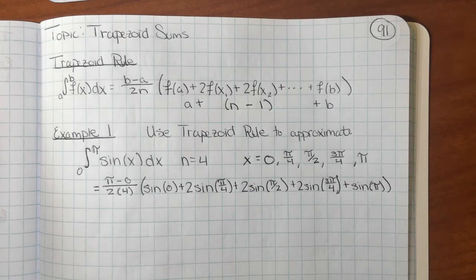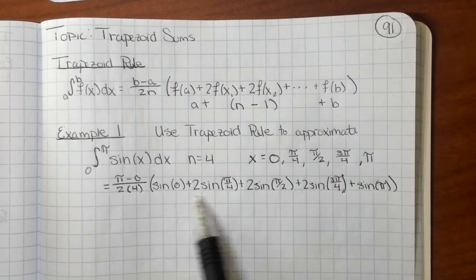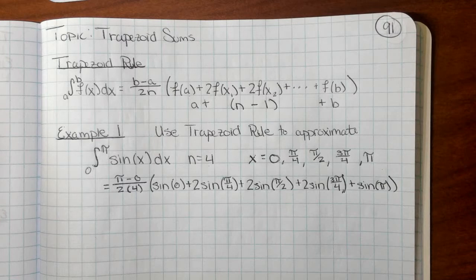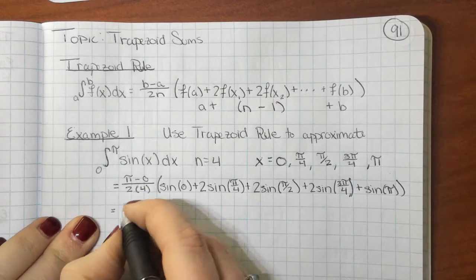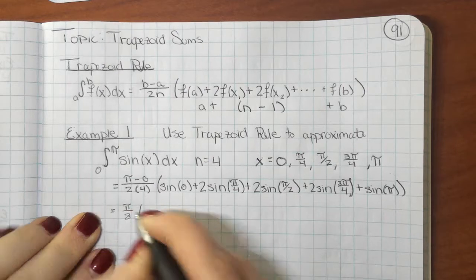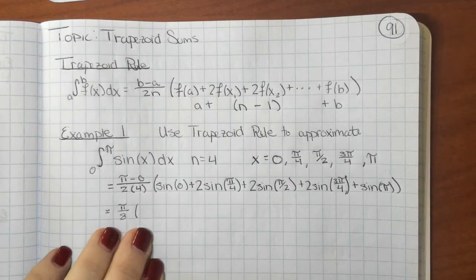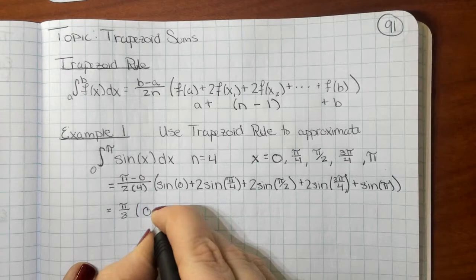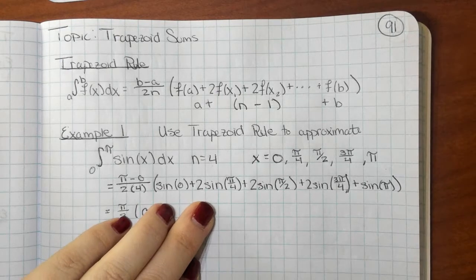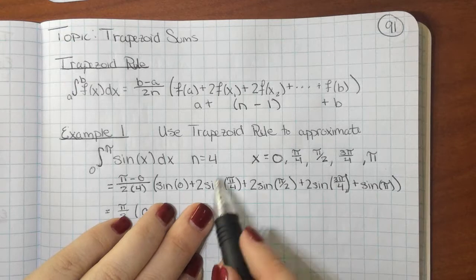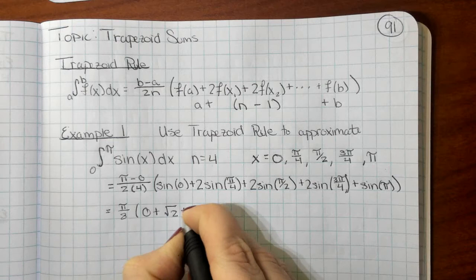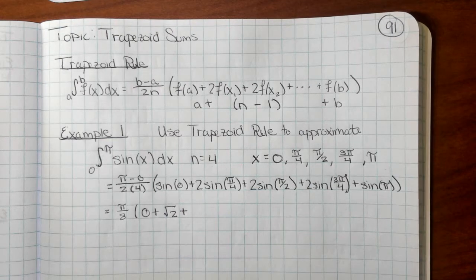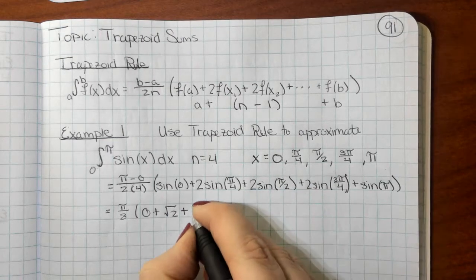Okay? The reason I do this is to help me understand what I'm plugging in there. It'll get easier as we go through it. Okay, so now we just do the math. This ends up being pi over 8. What's sine of 0? 0. What is sine of pi over 4? Radical 2 over 2, but I'm multiplying it by 2, so it just ends up being radical 2. Sine of pi over 2 is amazing because it's 1 times 2 is 2.